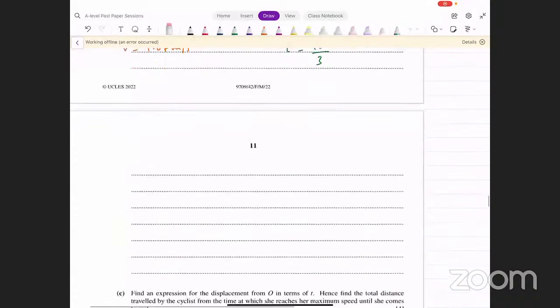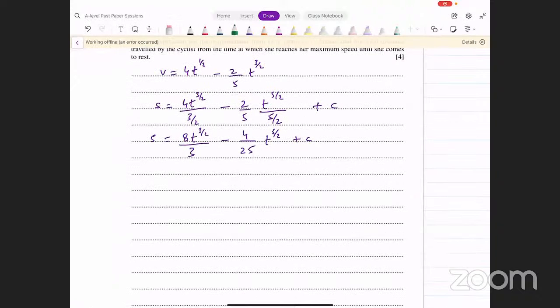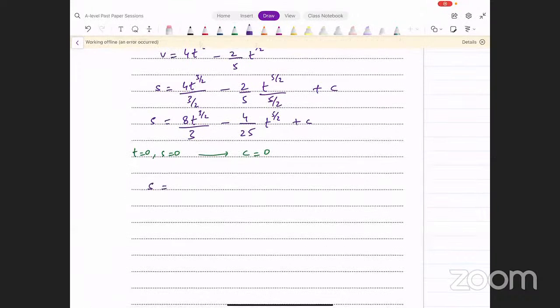और डिस्प्लेसमेंट कहाँ से पूछी हुई है? डिस्प्लेसमेंट फ्रॉम O. तो बेसिकली स्टार्टिंग डिस्प्लेसमेंट क्या है? वो 0 है, राइट? सो यू नो when t equals 0, s equals 0, जब ये इसके अंदर इनपुट करेंगे दोनों, आपके पास c की वैल्यू 0 आ जाएगी. So c equals 0 here as well. And we've got the displacement function, that is 8t raised to power 3/2 divided by 3 minus 4/25 into t raised to power 5/2. c की वैल्यू 0 आ गई.